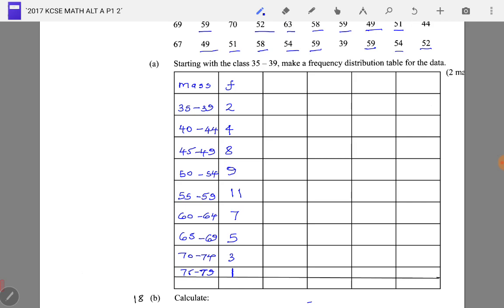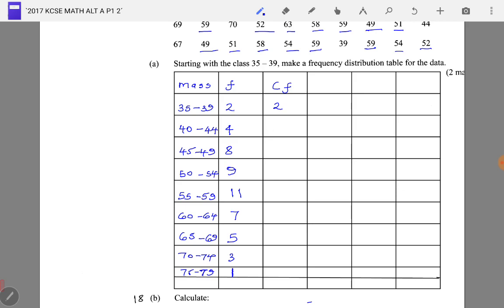Since in our question we are going to get the mean and also the median, it is important to include cumulative frequency in this table. That will help us to get the median. In cumulative frequency, we start with the first frequency, which is 2. Then we add as we move downwards.